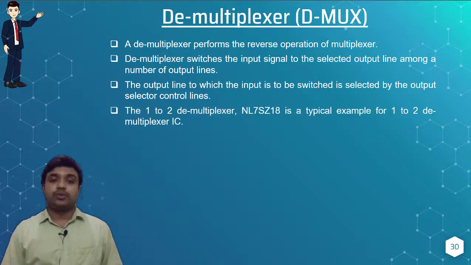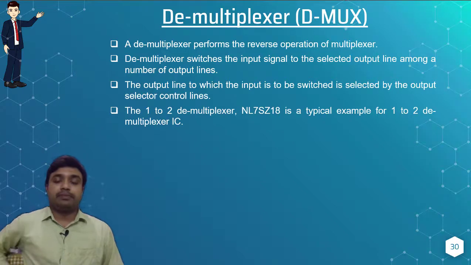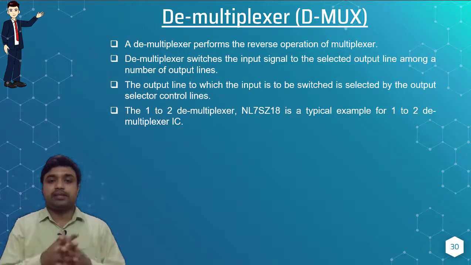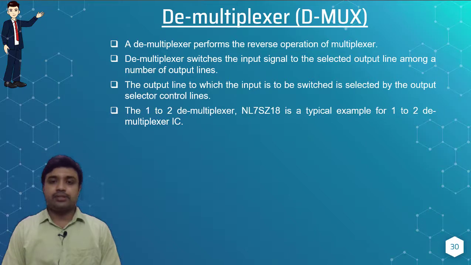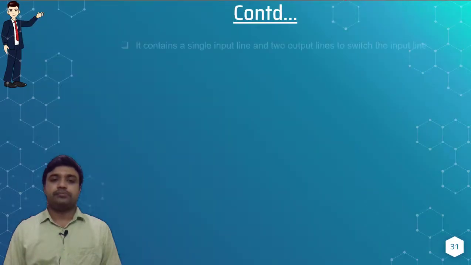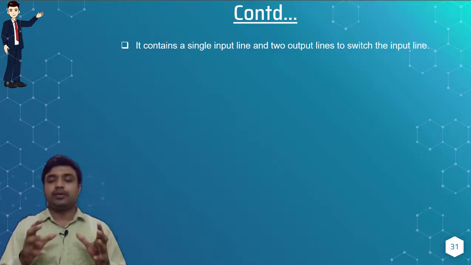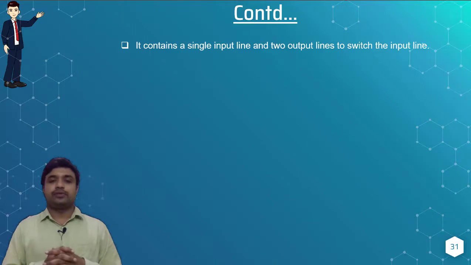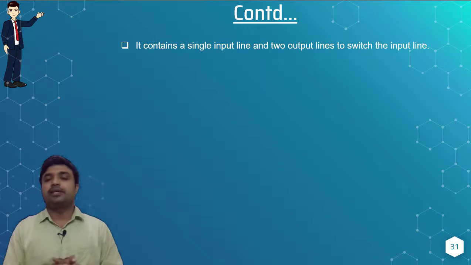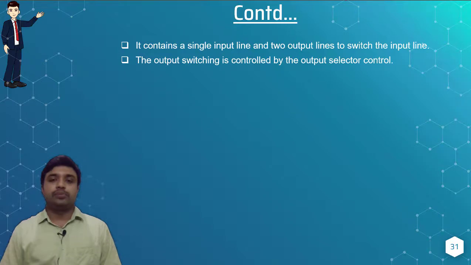Okay, some of the demultiplexer ICs, that is the 1 by 2 demultiplexer IC NL7SZ18, is considered to be a typical example of a 1 to 2 demultiplexer IC. It contains a single input line and two output lines. So with the combination of 1 by 2, that demultiplexer IC has a single input line, whereas it is going to drive two output lines. And the output switching is controlled by the output selector control.